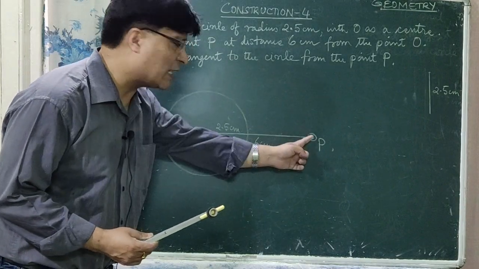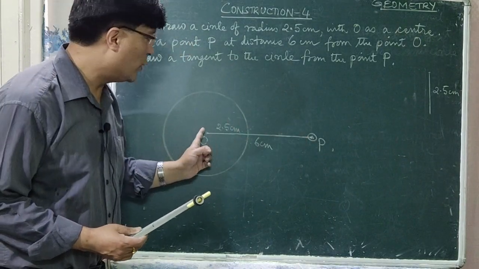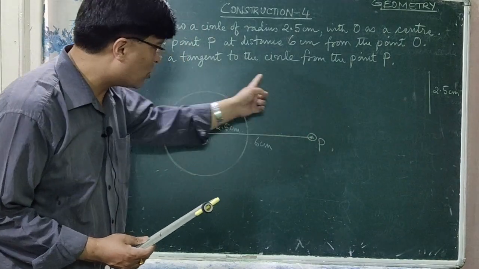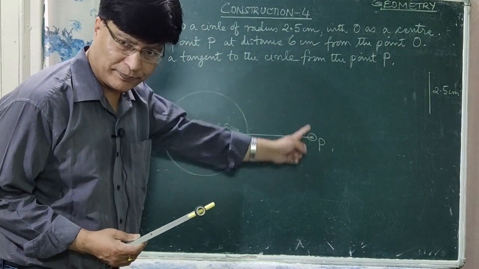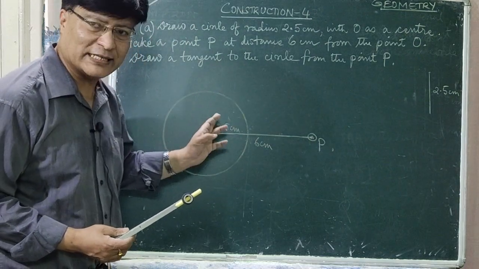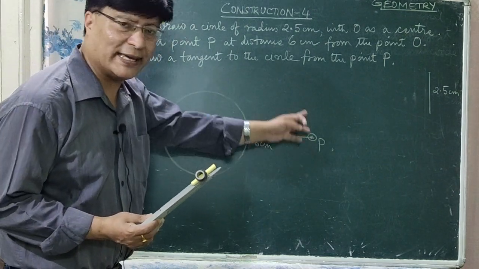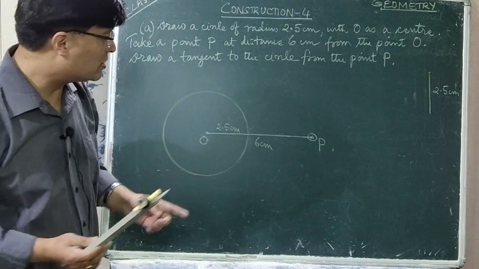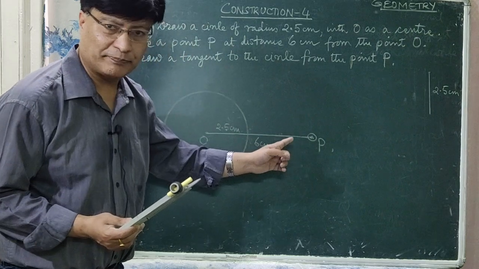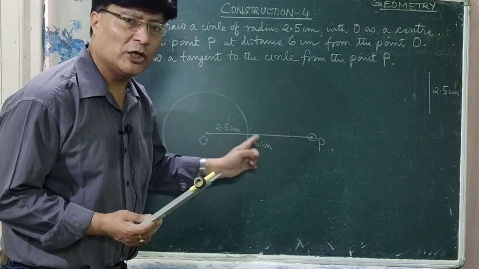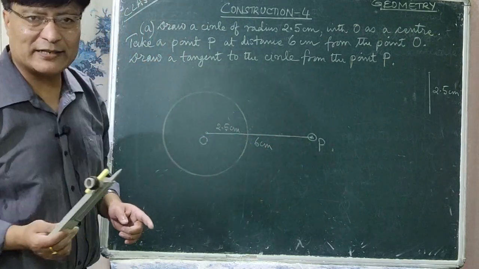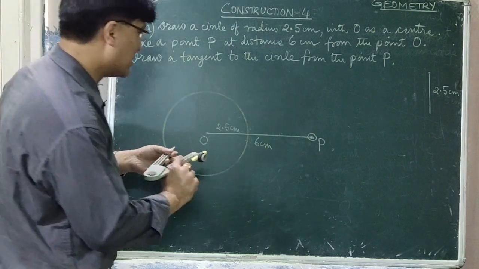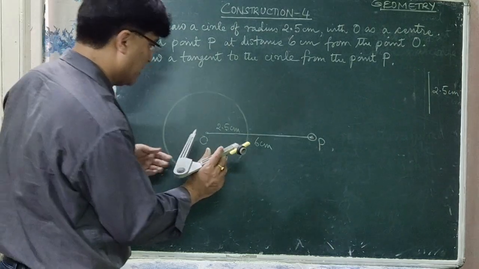Now you have to draw a semicircle with OP as the diameter, out here. In order to draw a tangent, first of all, you have to draw a semicircle on OP. That means you have to bisect this OP. If you bisect this OP, you will get the center of the semicircle. Is that clear? So let us bisect this straight line OP.